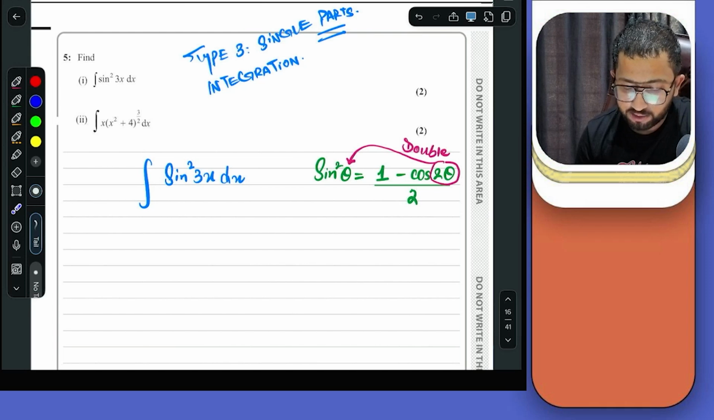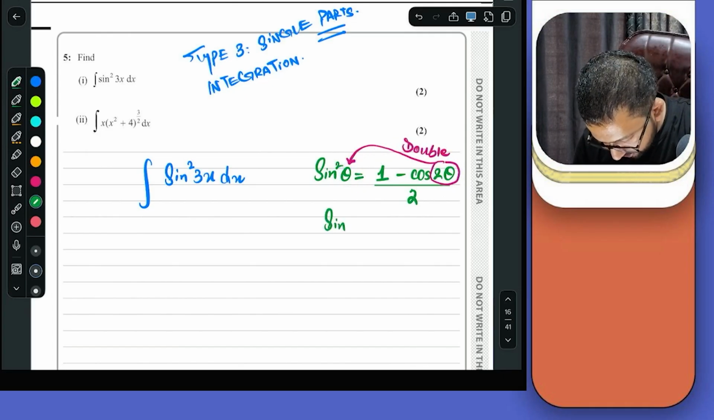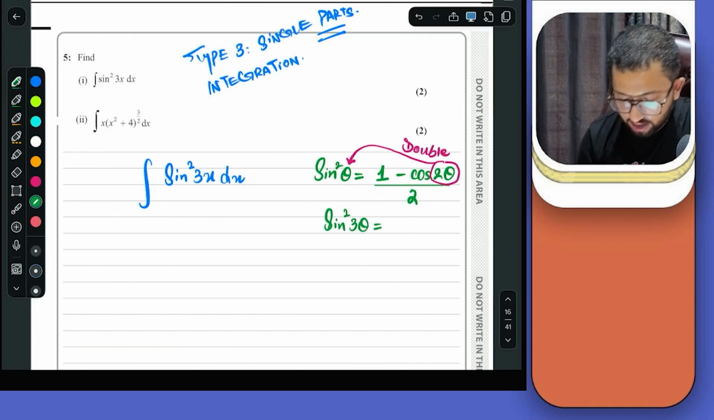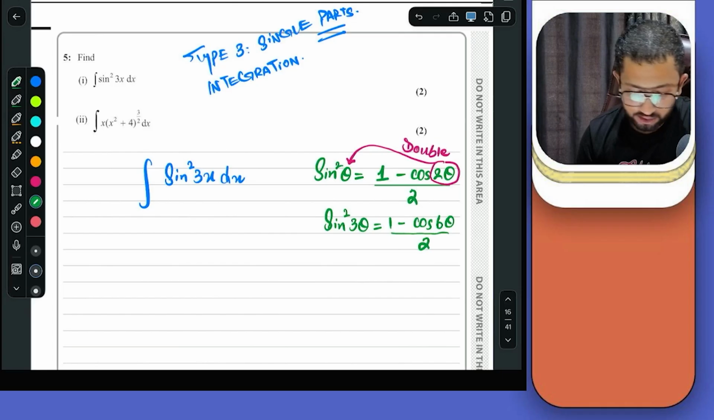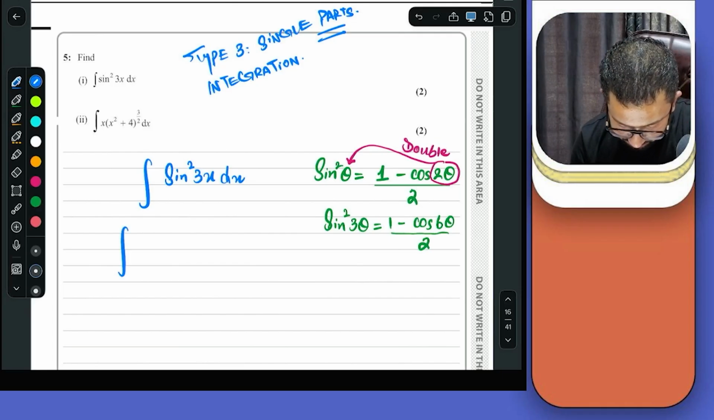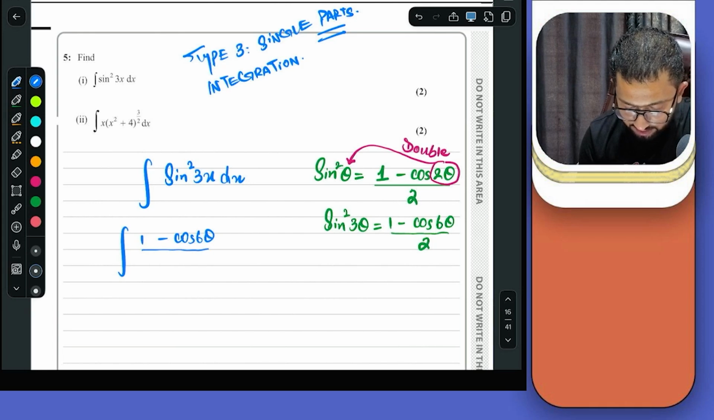If this angle would be 1 theta, then that would be 2 theta. If this would be 2 theta, then that would be 4 theta. Simple. So this angle will always be a double of this angle. For example, if I talk about sine square 3 theta, what is the double of 3 theta? The double of 3 will be 6. So you need to apply this formula: 1 minus cos 6 theta divided by 2.